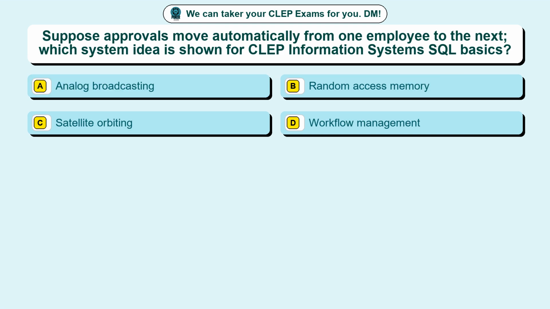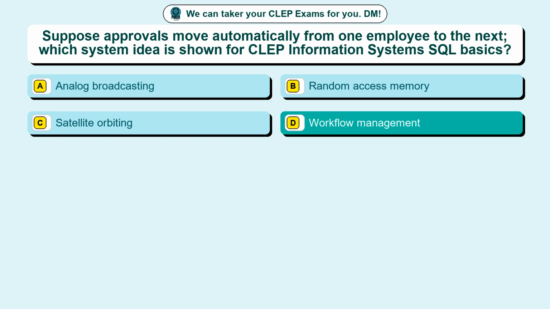Question 19. Suppose approvals move automatically from one employee to the next. Which system idea is shown for CLEP Information Systems SQL Basics? Option A. Analog broadcasting. Option B. Random access memory. Option C. Satellite orbiting. Option D. Workflow management. The correct answer is option D.